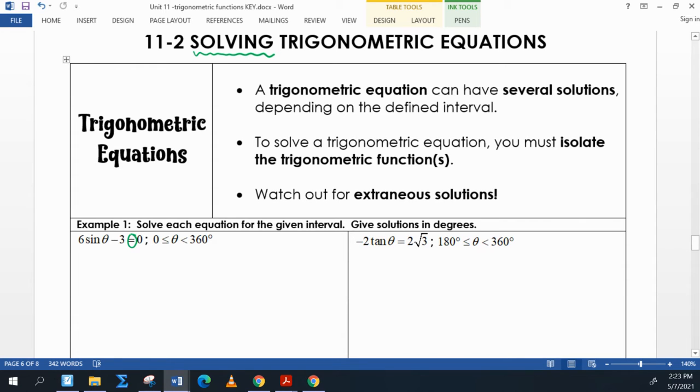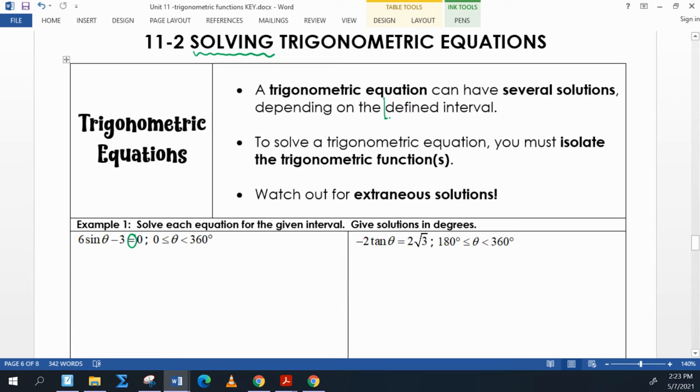Now, a couple of things to just note before we start. First of all, you can have several solutions. When we say several, it used to be that we're thinking one or two, but no, we could have three or four, or actually you can have an infinite amount of solutions. Most of these in this assignment are going to have 1, 2, 3, or 4.